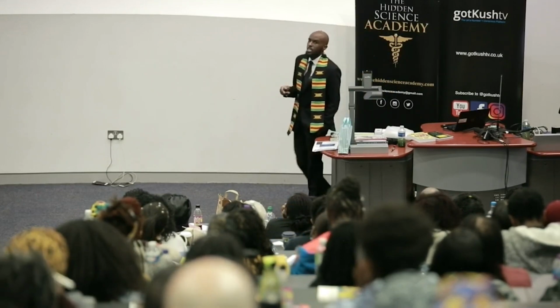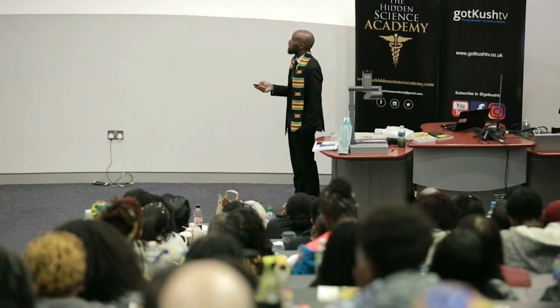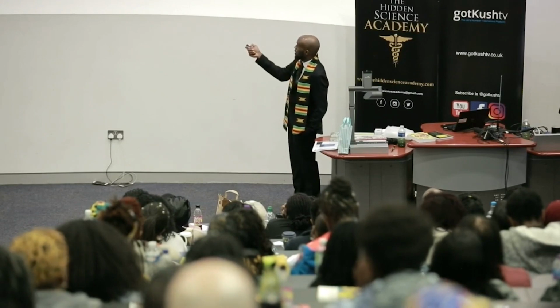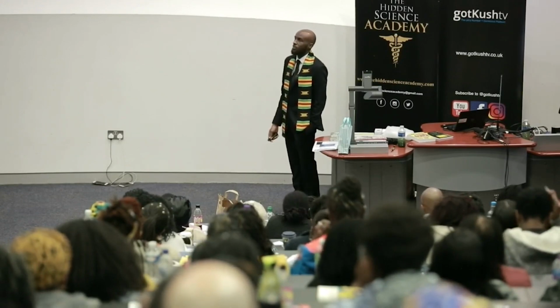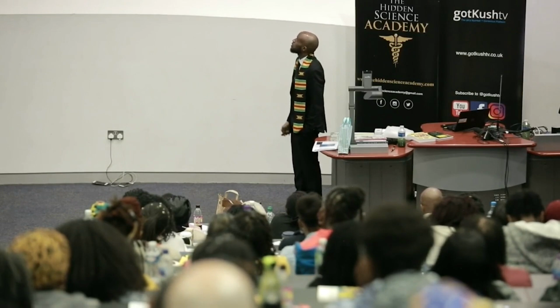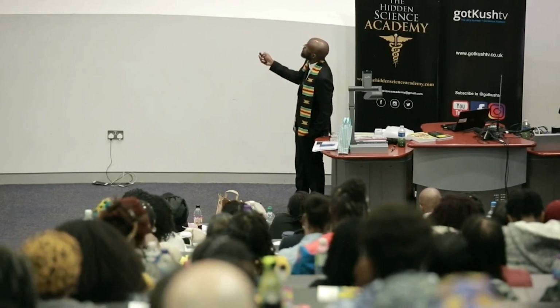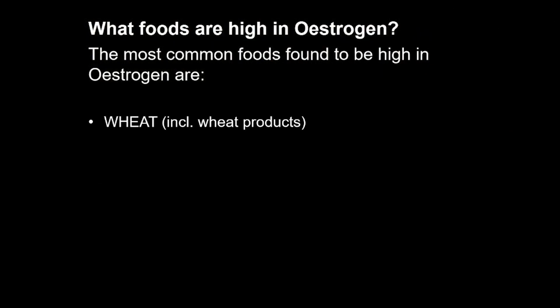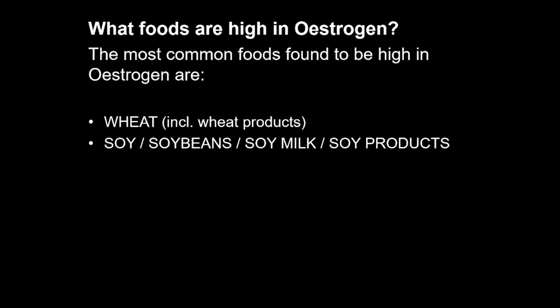So how can we make sure that black women stay sick? Let's make sure that they have high estrogen. Naturally, they already have high estrogen levels. Let's make sure that everything around them has high estrogen as well. So what foods are high in estrogen? Most common foods found to be high in estrogen are wheat, including wheat products. So that's your bread and your pasta and all that sort of stuff. What else? Soy. That means your soybeans, your soy milk, your soy products. Soy is just high in estrogen.